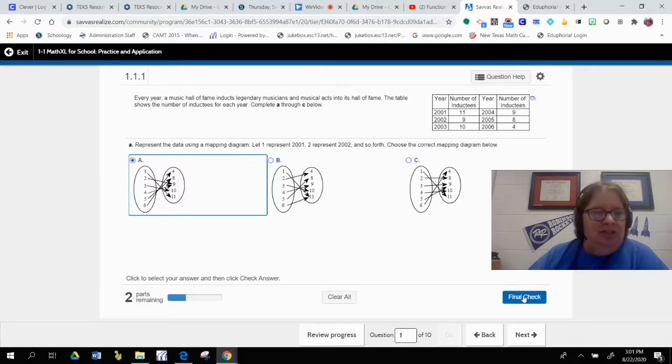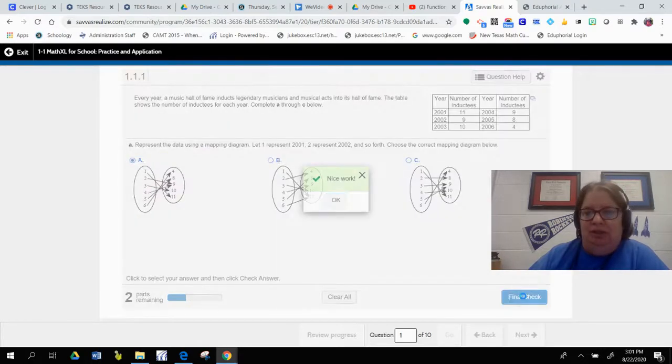Okay, now see this has 2 parts remaining, so I'm going to click Continue. And here shows part A that I got right. Here's part B. Represent the data using ordered pairs. Choose the correct set of ordered pairs below.